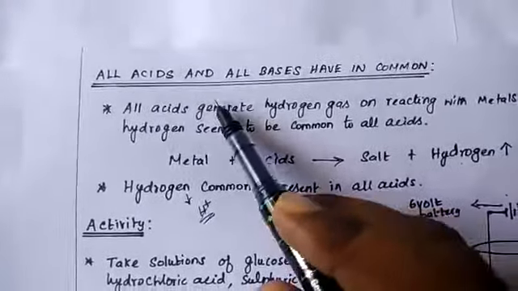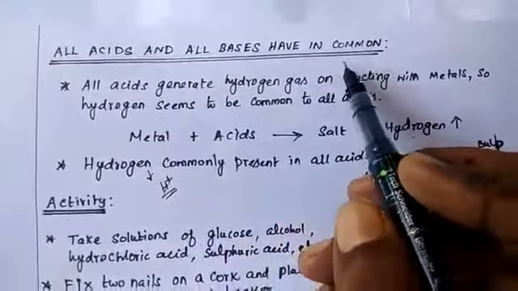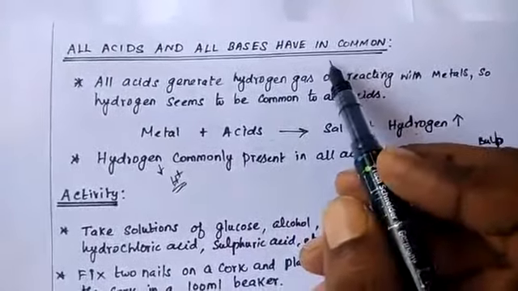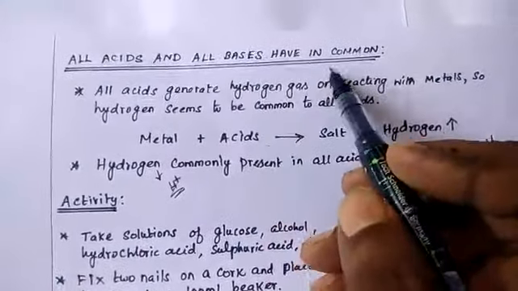Students, today's topic is what all acids and bases have in common. One element is commonly present in acids and bases. Maybe that is the presence of ions.